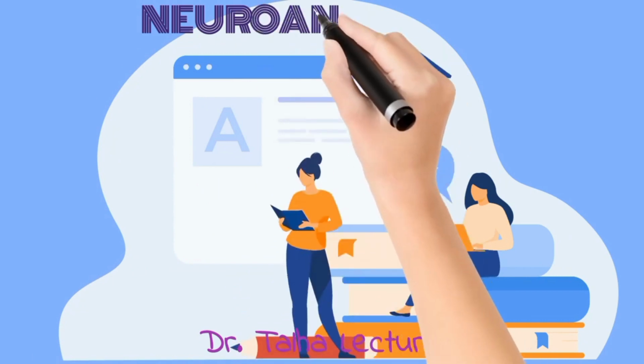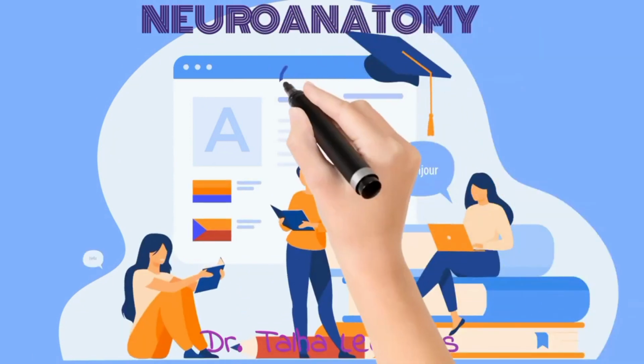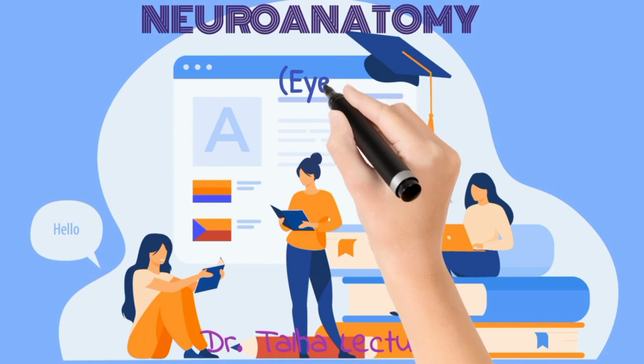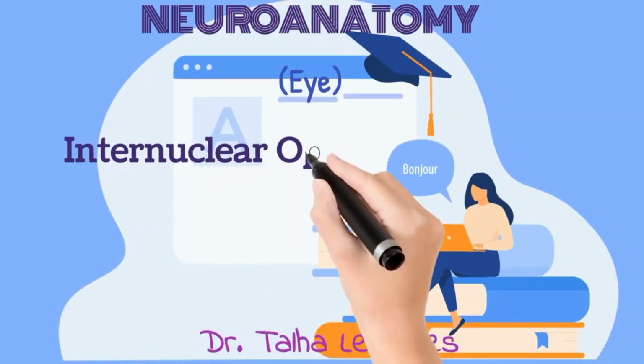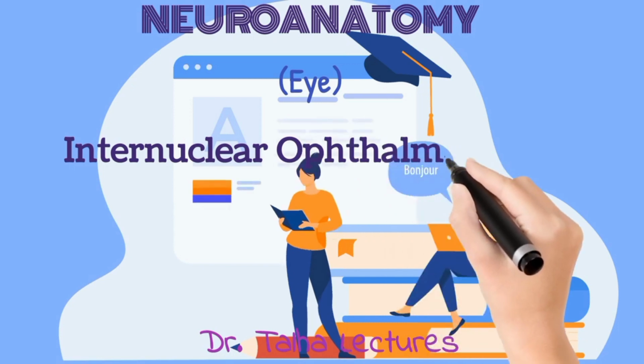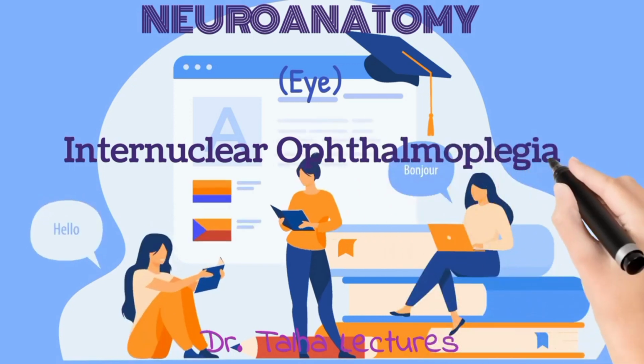We are studying neuroanatomy. Today we will discuss an important topic related to the eye, that is internuclear ophthalmoplegia. This is an important topic from a clinical point of view. Please revise this lecture again and again for better understanding.